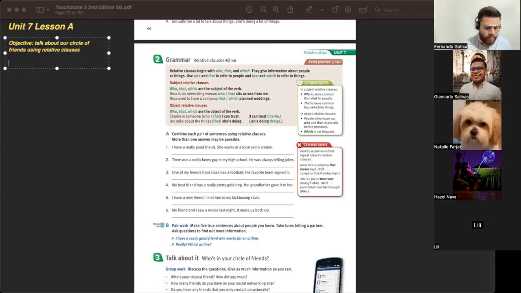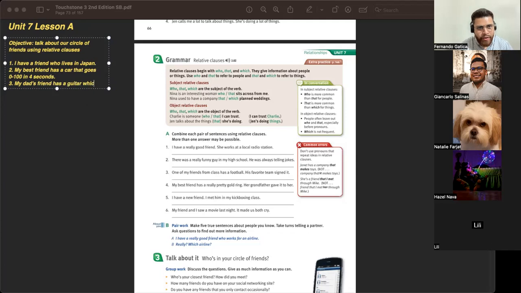Let me give you some examples. I have a friend who lives in Japan. My best friend has a car that goes 0 to 100 in 4 seconds. My dad's friend has a guitar which is worth $2,000. These are examples.